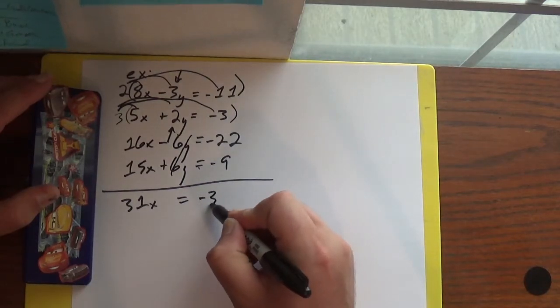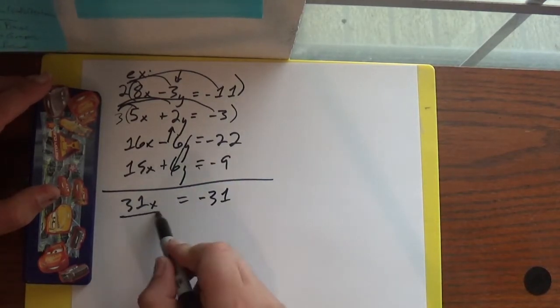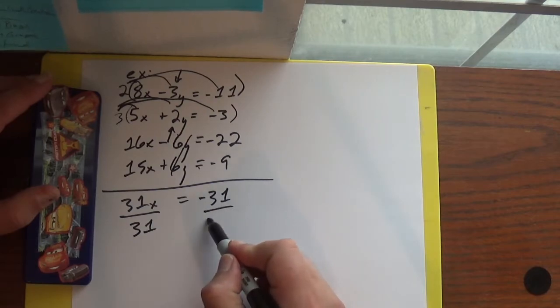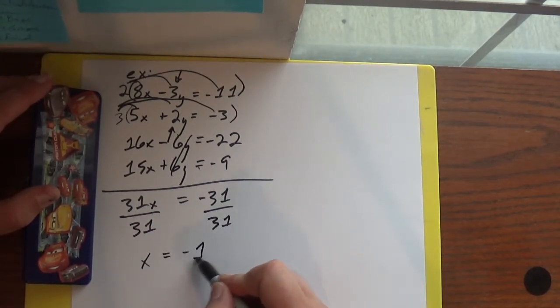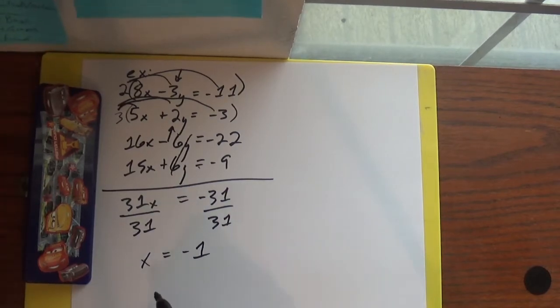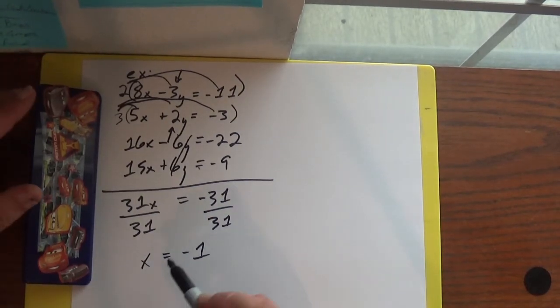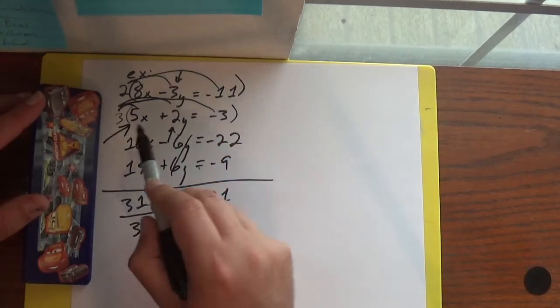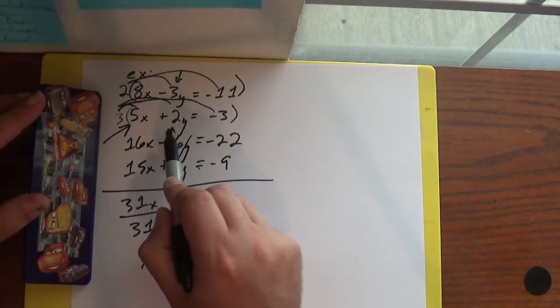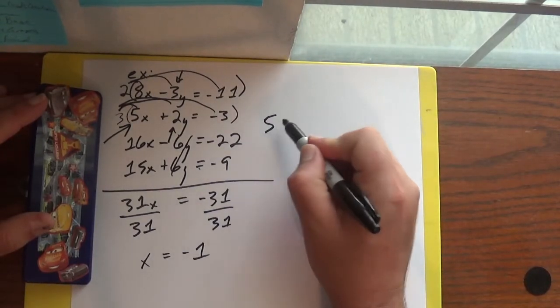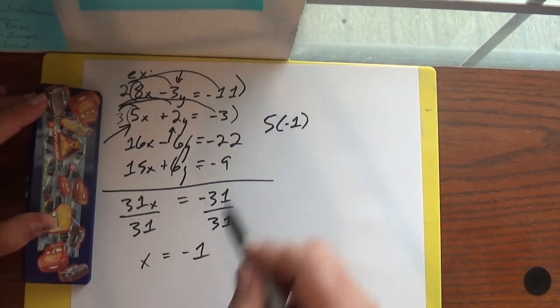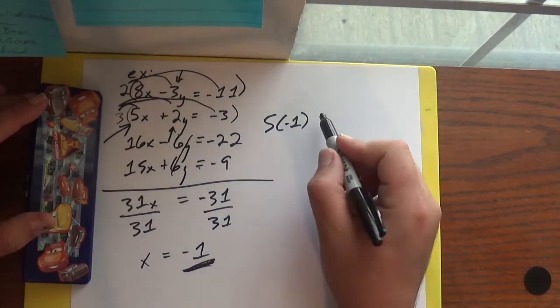And negative 31. If I divide, 31 divided by 31, x is negative 1. So I got x, now I need y. I'm going to use this equation because in this one, it's just 2y and it's positive, so it's going to be easier. Remember, use parentheses. I just put this where the x was.